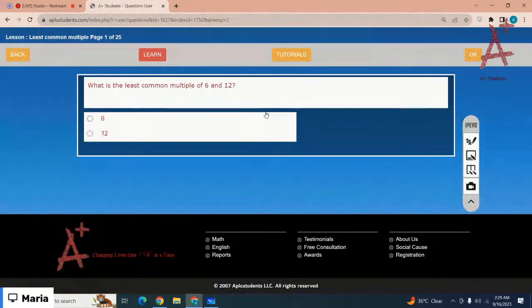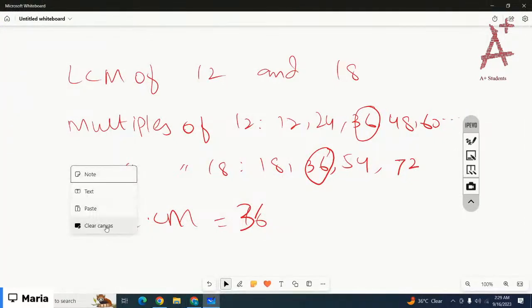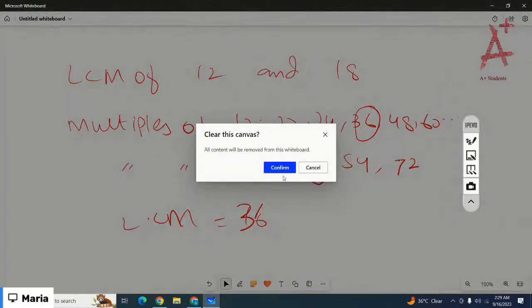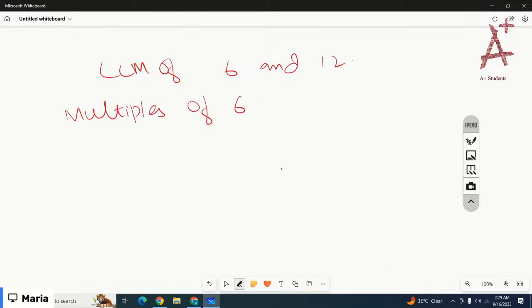Okay, what is the least common multiple of 6 and 12? Let's just write down the multiples of 6 and then multiples of 12. You have to find the LCM of 6 and 12. Let's just start with multiples of 6 and multiples of 12.